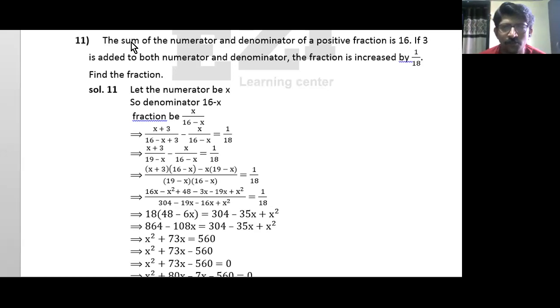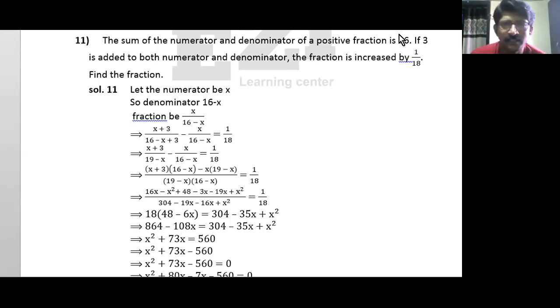If the sum of the numerator and the denominator is 16, let's say the numerator is x, so the denominator is obviously 16 minus x. This is a simple thing, but a lot of people find it difficult. Total was 16, out of that the numerator is x, so obviously the remaining part, 16 minus x, will go in the denominator. I hope you understood these two lines, isn't it?